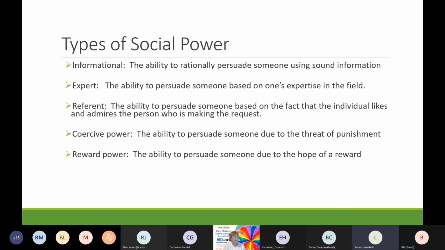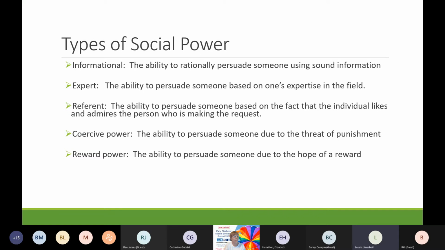Referent power is the ability to persuade someone based on the fact that the individual likes and admires the person who's making the request. So referent power might be a skilled occupational therapist talking to someone who's just learning about occupational therapy. The skilled OT is going to be able to persuade that person because the beginning OT wants to reach that status as well.